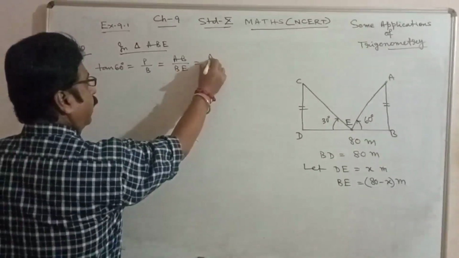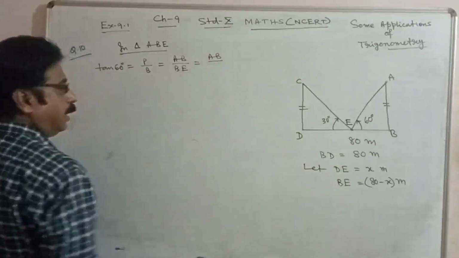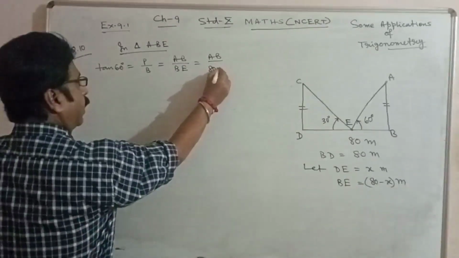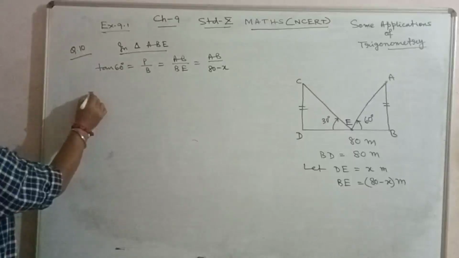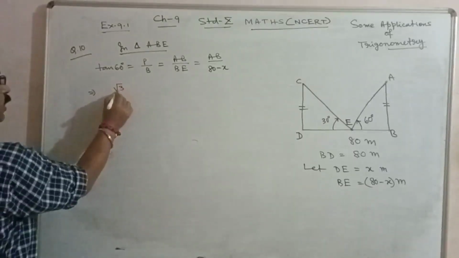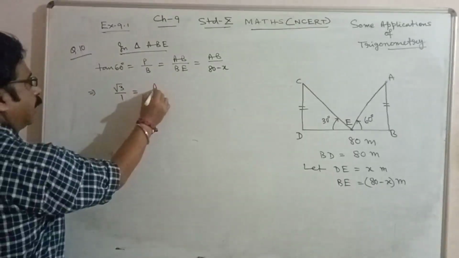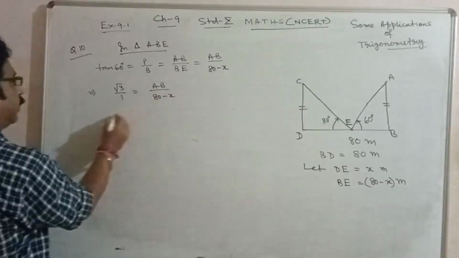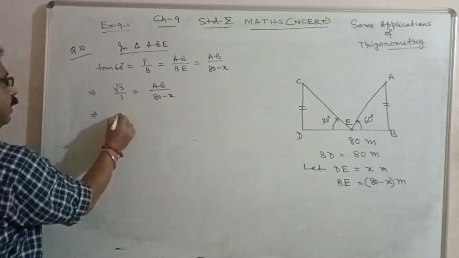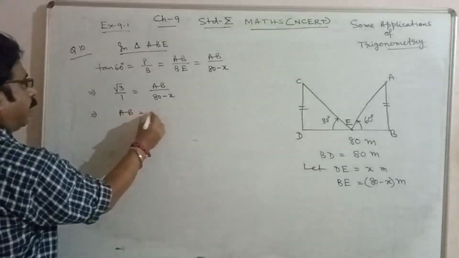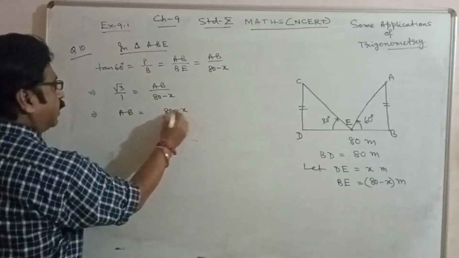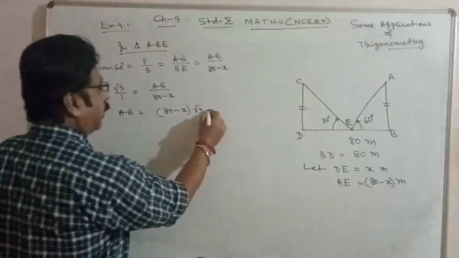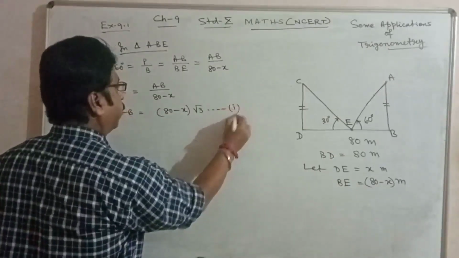We can write AB. In place of BE, write 80 minus x. Tan 60 means root 3. Write root 3 upon 1 equals AB upon 80 minus x. Cross multiplication, AB into 1 is AB. Here 80 minus x into root 3. Suppose this is equation 1.